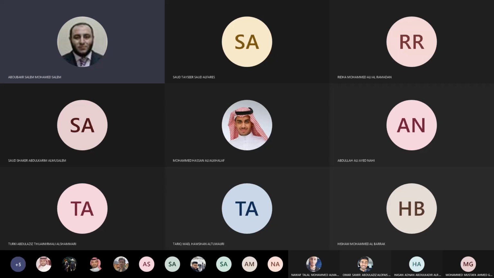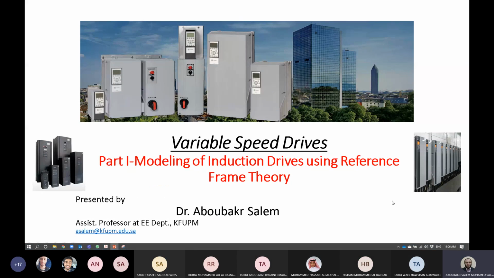Guys, we will discuss a new topic, and it's a very important topic in our life, which is variable speed drives or variable frequency drives. We are going to discuss variable speed drives in three main topics. One, regarding the modeling of electrical machines using reference frame theory. This is part one that we are going to discuss today, inshallah.